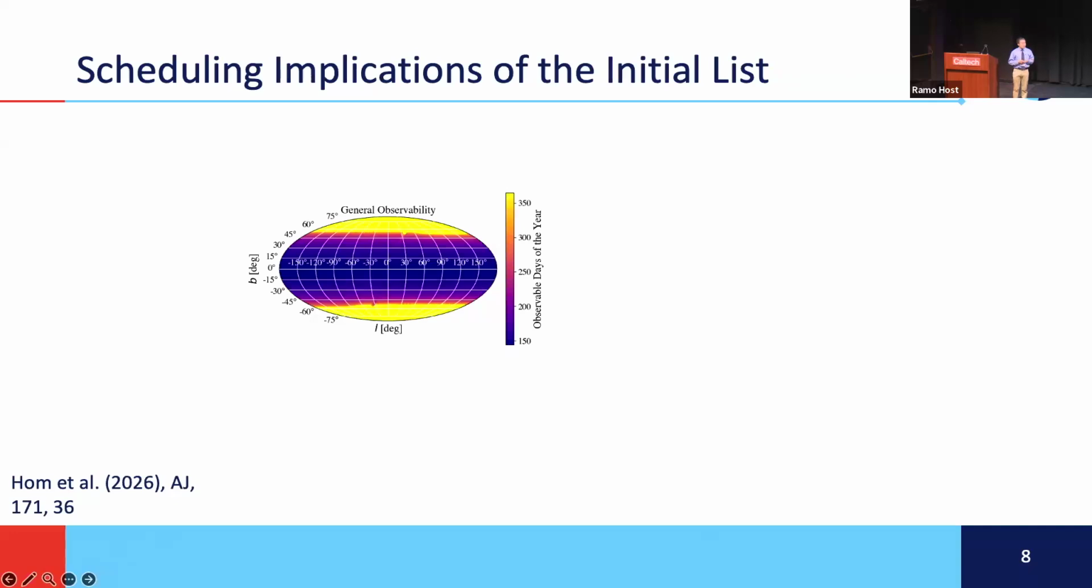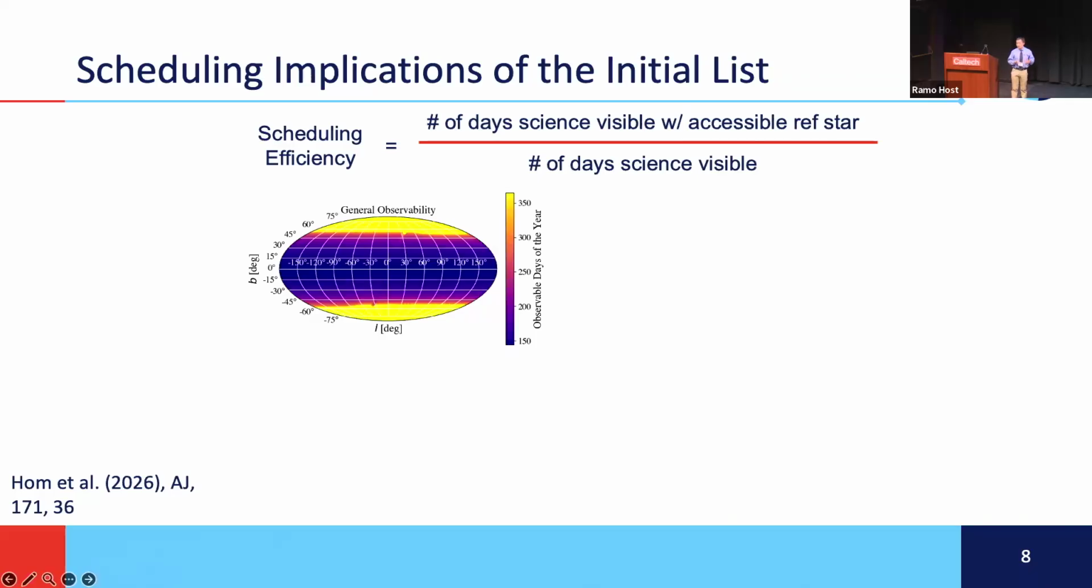Now, if you remember, for CGI observations, not only does our science target have to be visible, but our reference star target also has to be visible and must be within this 5-degree delta pitch requirement at the time that you want to observe it. So that's a lot of things that we need to try to capture. So to help simplify that, let's define a scheduling efficiency. And this will be the number of days your science target is visible and has an accessible reference star, divided by the number of days in a year that science target is just visible by itself.